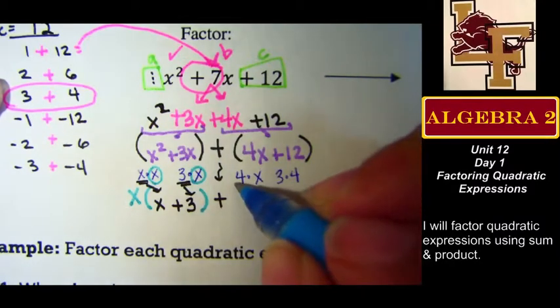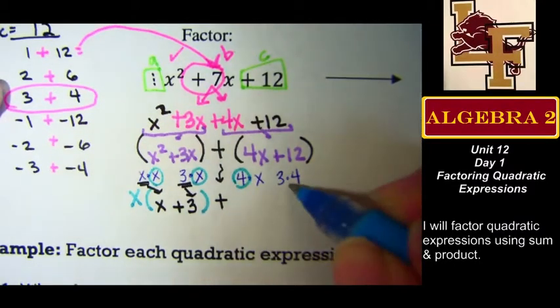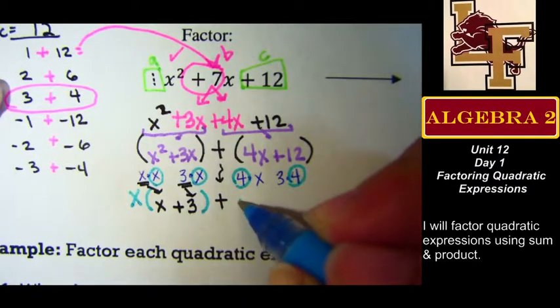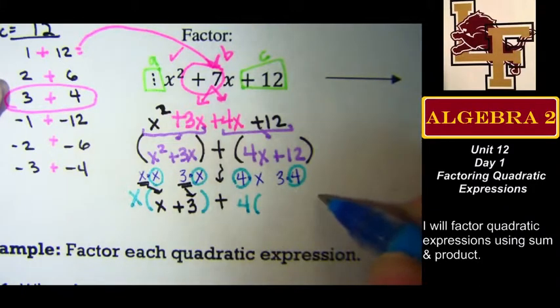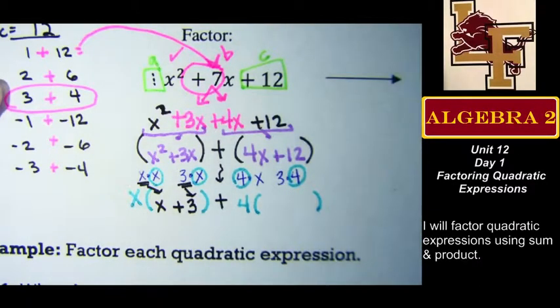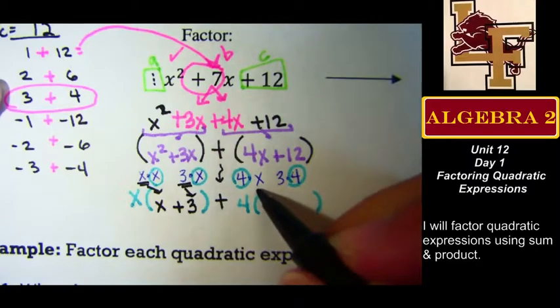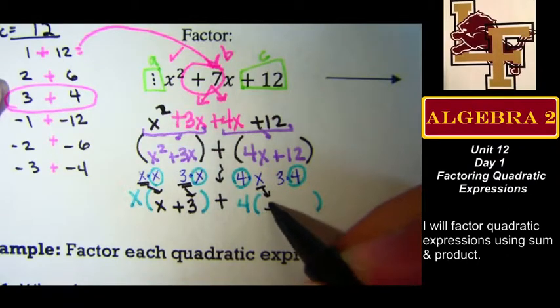Circle what they have in common. In this case, it's the 4, and I'm going to write it here. And then I'm going to open up another bucket, inside of which I'm going to write the stuff that they did not have in common.